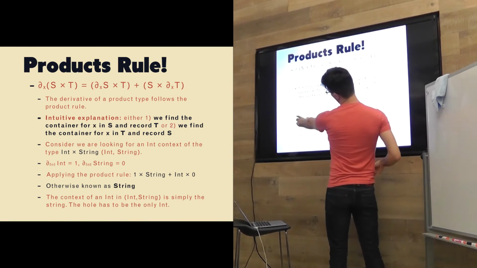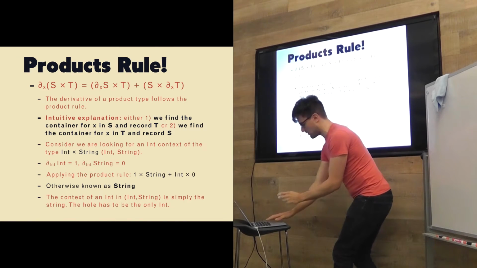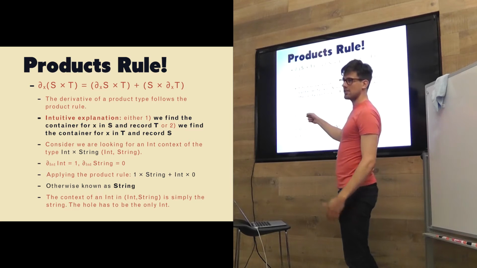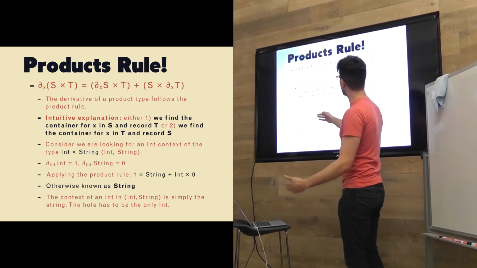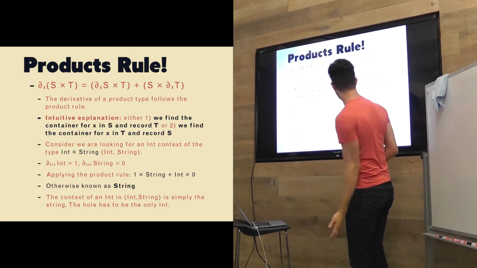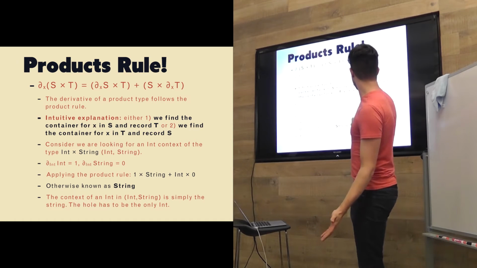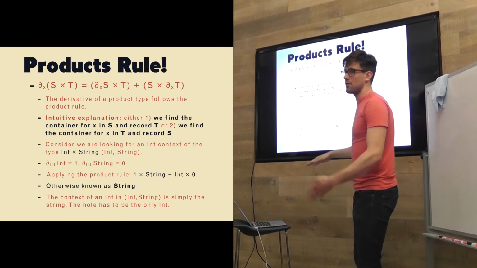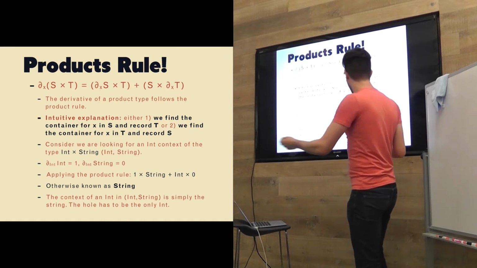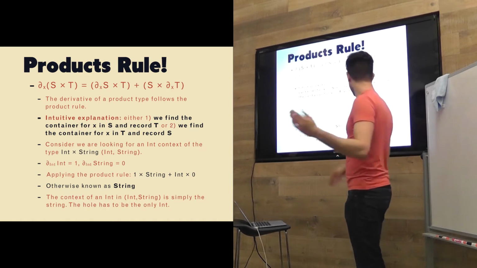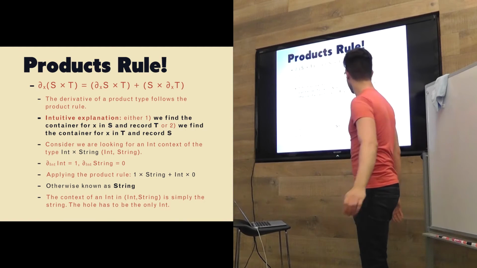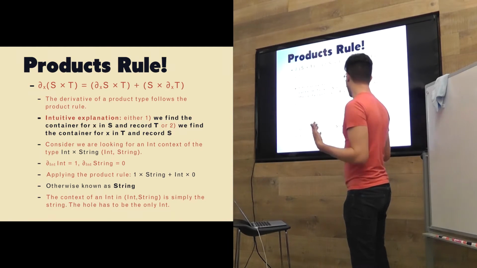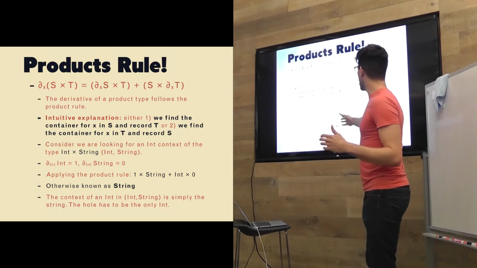And then we say, well, based on the rules back two slides, right? We find ints in exactly one place. We find ints in strings nowhere. We substitute that in, and what we get is 1 times string plus int times 0. Anything times 0 equals 0, anything times 1 equals itself. So what we get back is string.